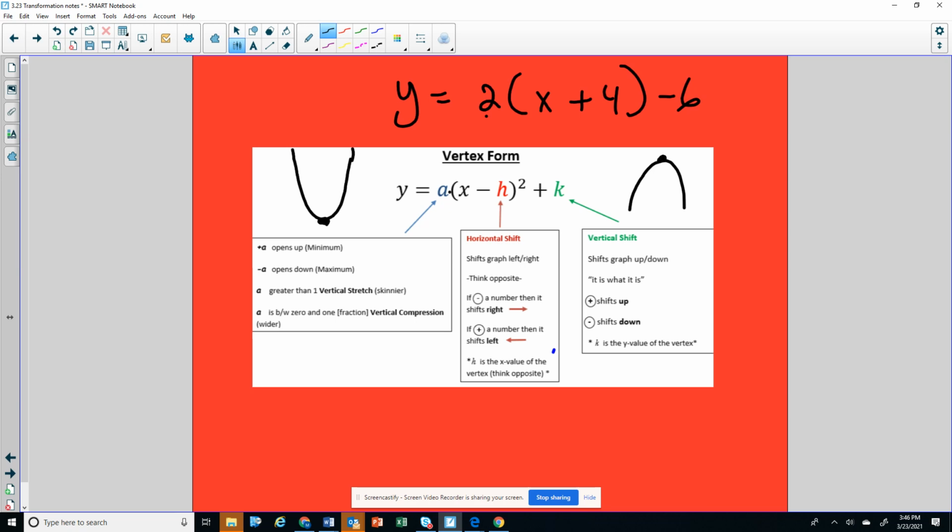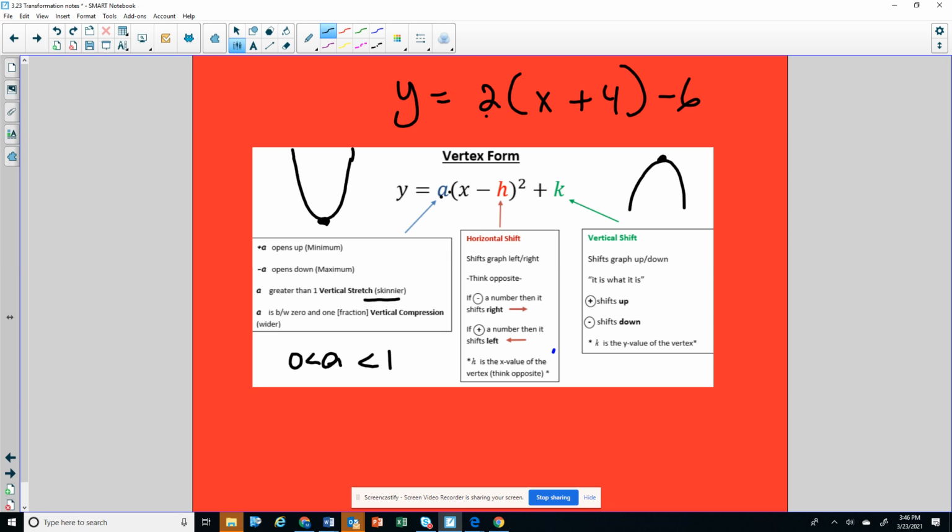Remember how when we graphed those three equations and one was wider? Well, the one that was widest, it had a fraction. So whenever A is a fraction between 0 and 1, you're going to have what we call a vertical stretch or skinnier. So let me write here. If A is between 0 and 1, you're going to have a wide graph.